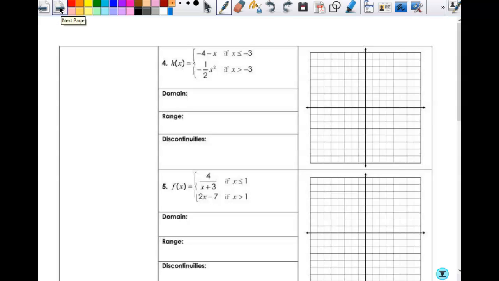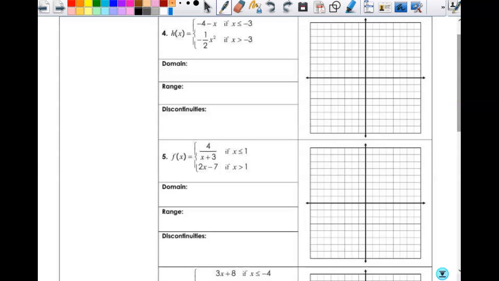Let's look at another kind of simple one. So for this first piece, this is another linear. All right, so there's one linear. This is quadratic. Okay. And then I'm going to take that negative 3, substitute it into the first one. So I get negative 4 minus a negative 3. That becomes what? Plus 3, so it's a negative 1. So negative 3, negative 1. Is this open or closed? Closed because we include it.